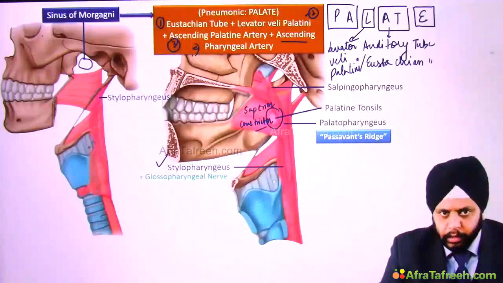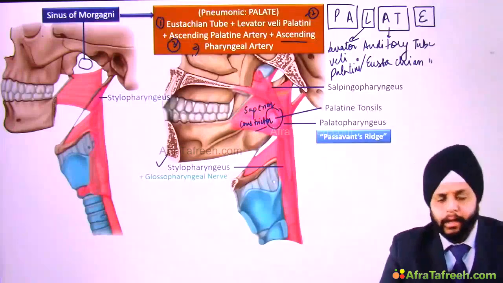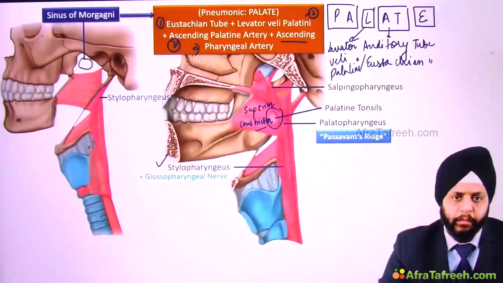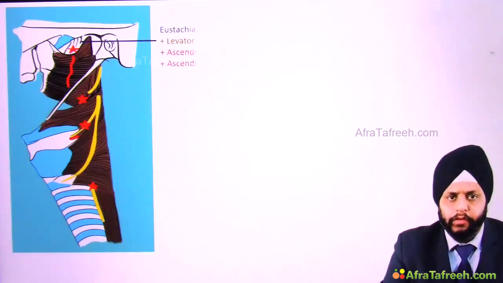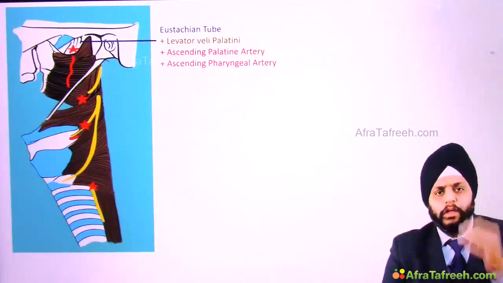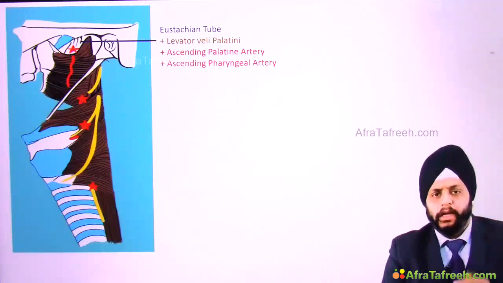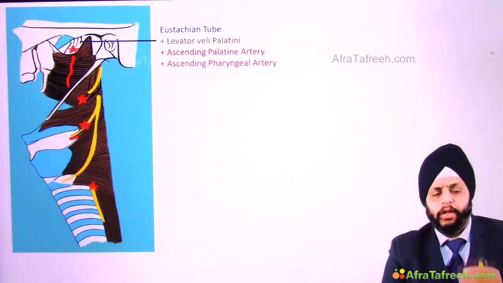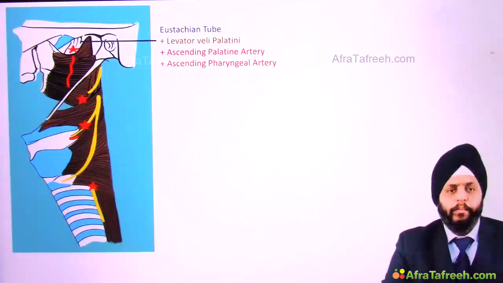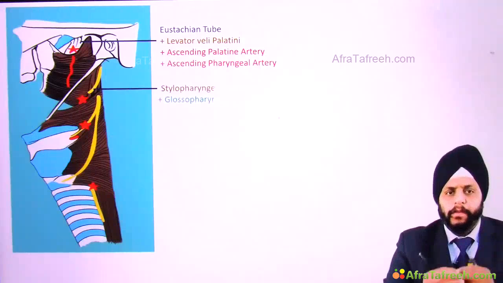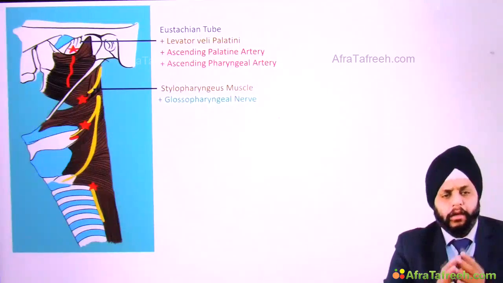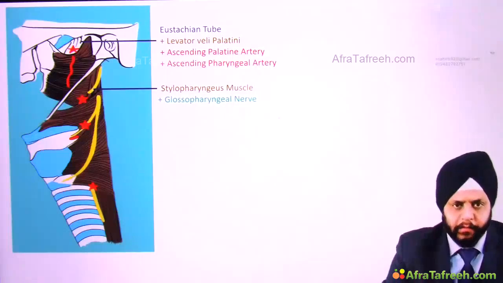Once again, let's see what all structures are going between these constrictor muscles. As I discussed, above the superior constrictor, we have 4 structures: eustachian tube, levator veli palatini, ascending palatine artery, and ascending pharyngeal artery. Between the superior constrictor and middle constrictor, we have the stylopharyngeus muscle and the glossopharyngeal nerve. So this we have discussed.